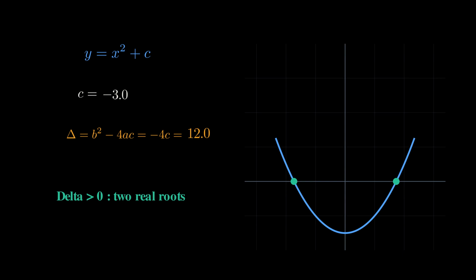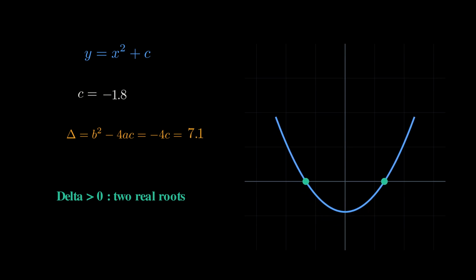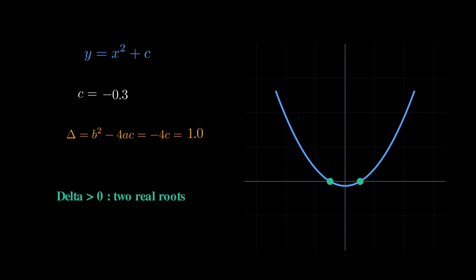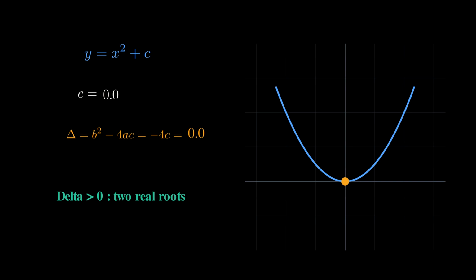Watch what it does. Right now, c is negative 3. The curve dips below the axis, and it crosses twice. Now I lift the parabola. As c climbs toward 0, delta, which is minus 4c, falls toward 0. And watch the 2 crossings slide together. They're closing in, and at c equals 0, they merge into 1.